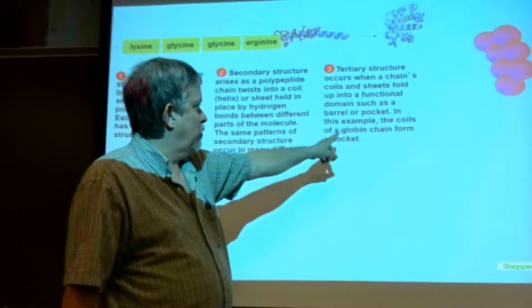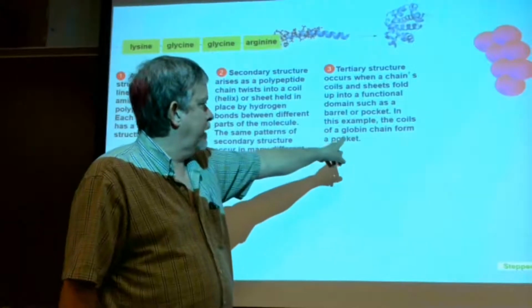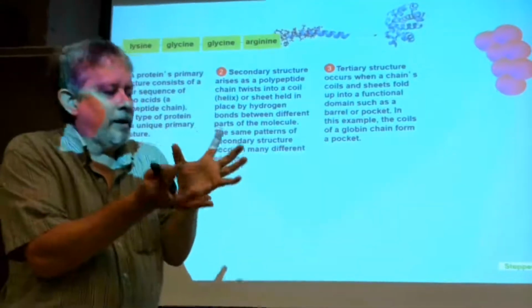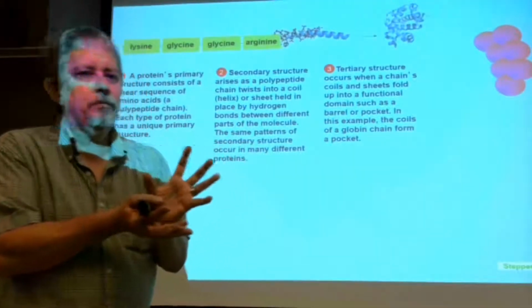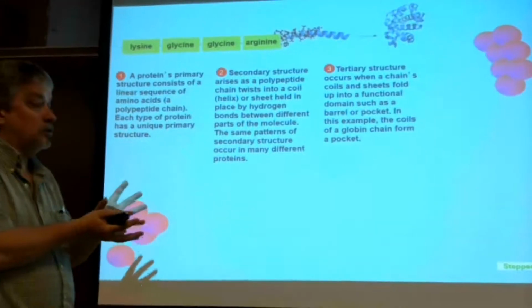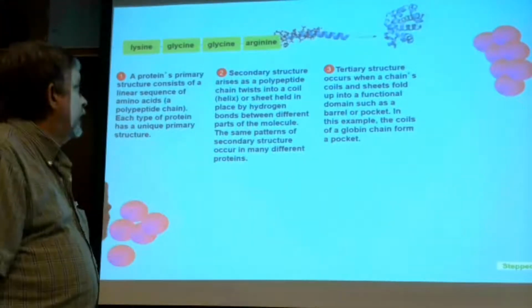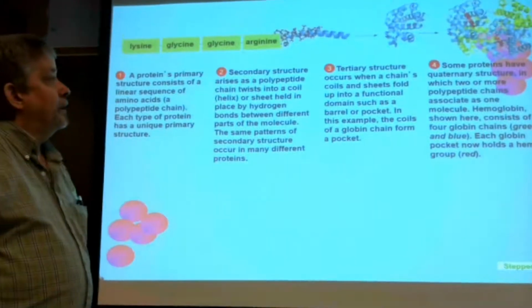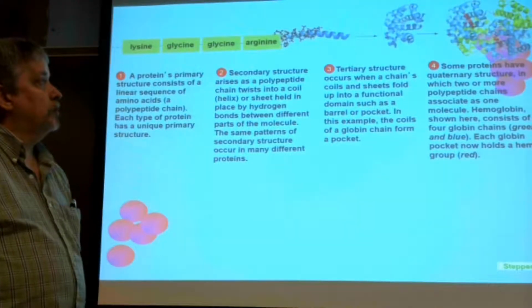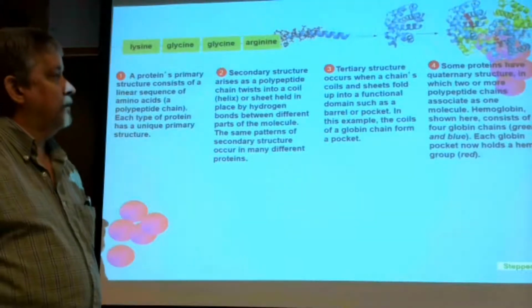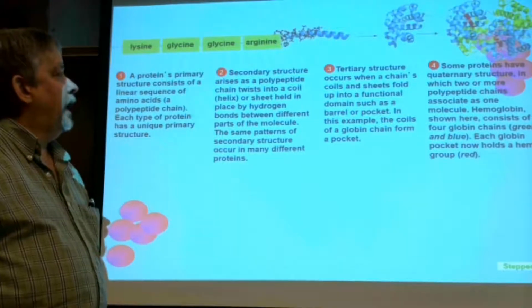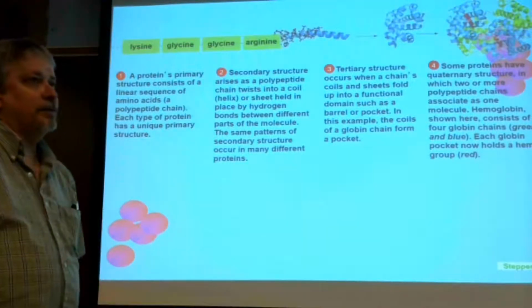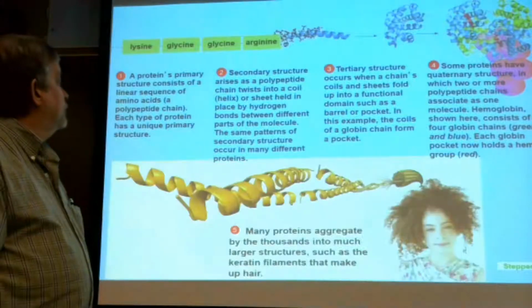In this example, the coils of a globulin chain form a pocket. So there is a pocket there inside of those coils that something will fit into. And it's usually only one thing will fit into that very well. And there is our quaternary structure where there's more than one protein come together to form the actual protein that's going to be used for a function.